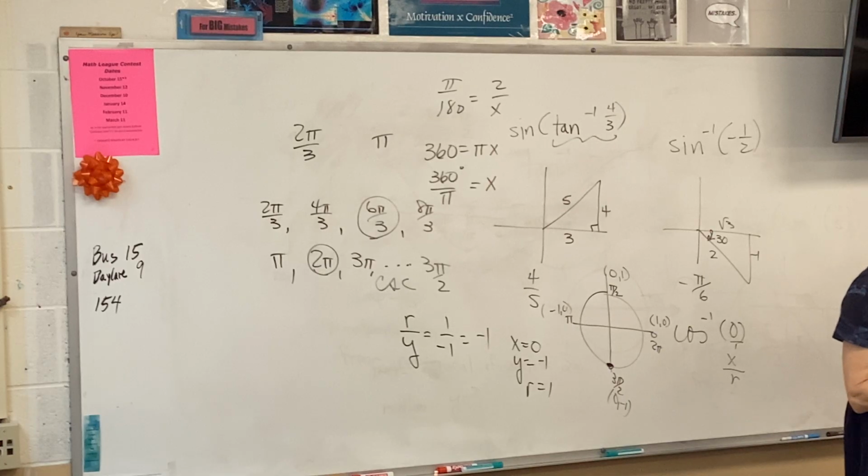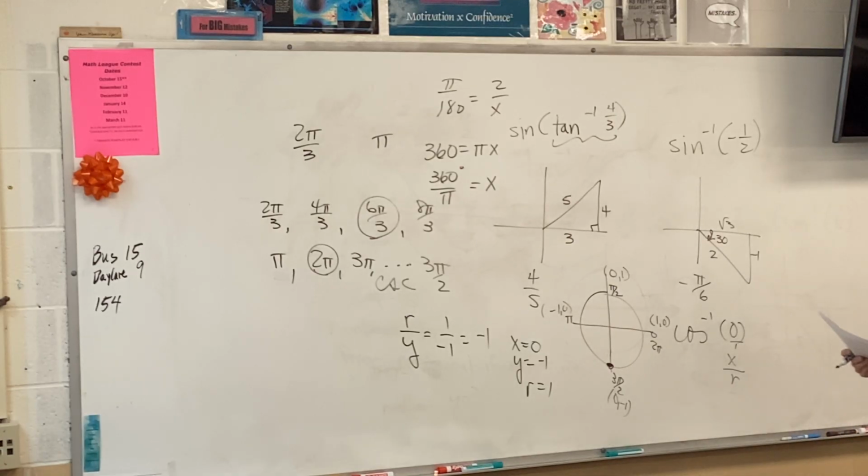In which quadrant is the sine positive and the cosine negative? Sine is y, right? So we need y to be positive, and we need x to be negative. Quadrant 2. You guys, you've got to think of sine as y. Sine is y over r. Sine is y. Cosine is x.